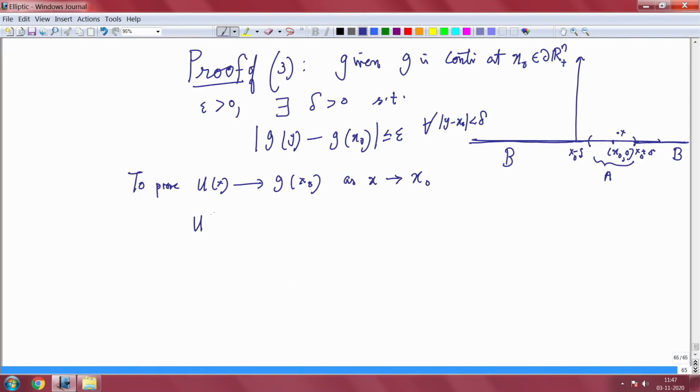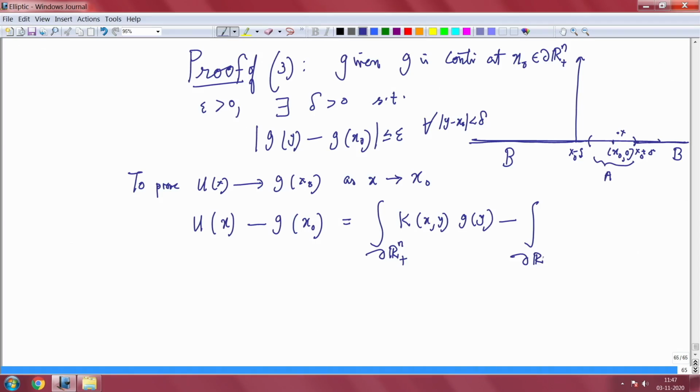So, we write down u(x) minus g(x naught). For u(x), we use the properties of the kernel. You have the first one, the integral of k(x,y) g(y), and then g(x naught), which is on the boundary of R n plus, minus u g(x naught). But the integral of k(x,y) is 1. So, I use that fact to write this as the integral over the boundary of R n plus of k(x,y) g(x naught), which is a constant, with respect to d s y, which is nothing but d y prime in this case.